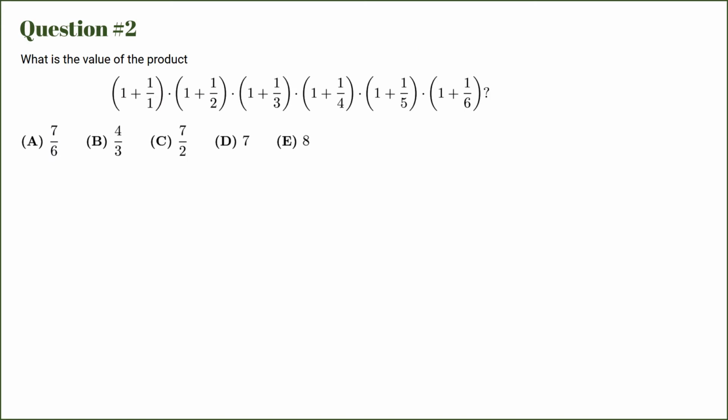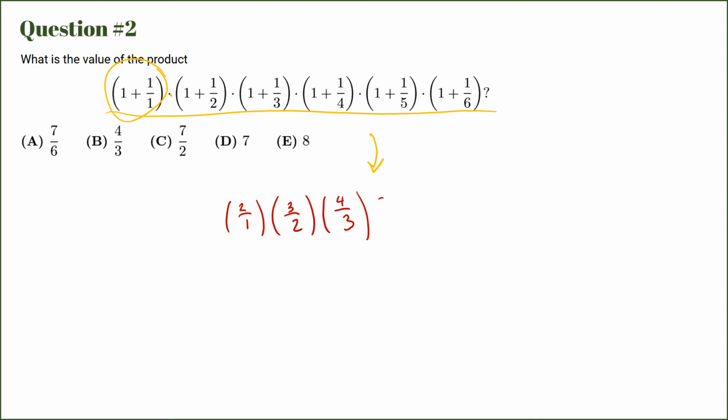Question 2 asks us what the value of this product is. So let's write out some of the terms and see if we can find a pattern there. The first one would equal 2/1. The second term would equal 3/2. The third term would equal 4/3. The fourth term would equal 5/4. The fifth term would equal 6/5. And the sixth term would equal 7/6.